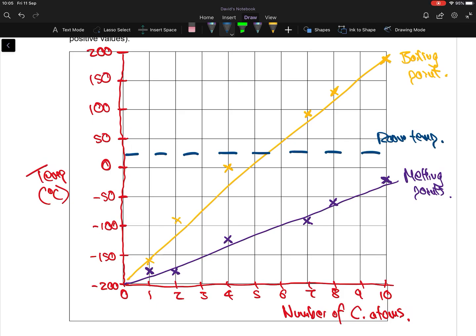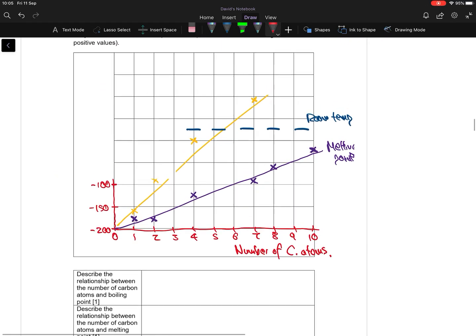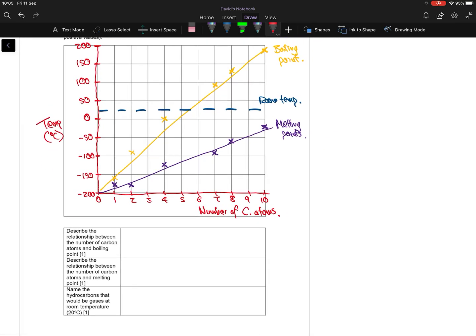So, we've plotted the data. Now we need to ask some questions about it. If you have a look underneath, there are some questions that we can now interpret using this graph. And the questions themselves are relatively self-explanatory. Describe the relationship between the number of carbon atoms and the boiling point. So what this is asking you is, as the number of carbon atoms increases, what does the boiling point do? So you go from 1 to 10 carbon atoms, that's increased. What has the boiling point done, has it gone up or has it gone down?